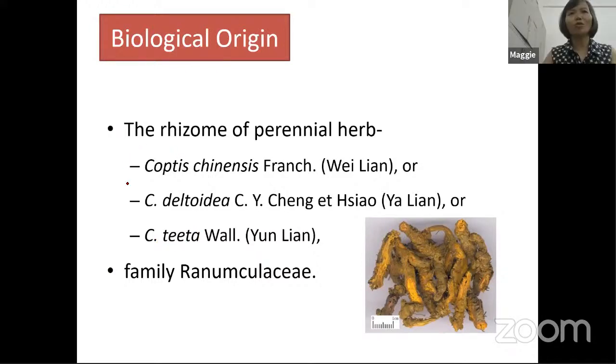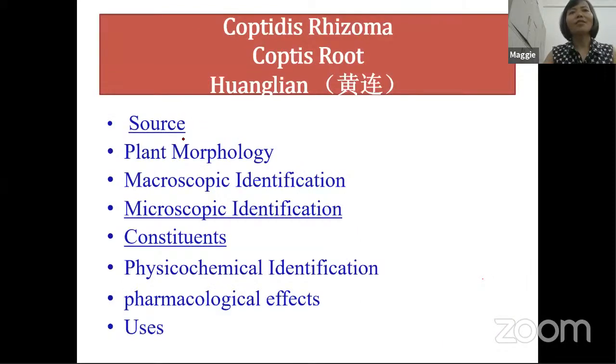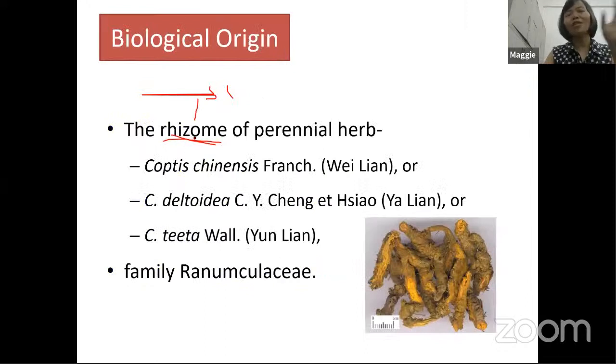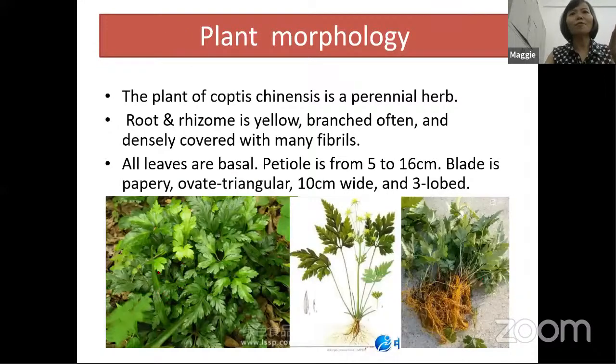So these three species rhizome. Here, please remember rhizome, not root. Rhizome and the root are different organs. You should know rhizome is a stem. Oh, sorry, it's a stem, but root is root. So they are different organs. The medicinal part is rhizome, not root. The family Ranunculaceae. So here, plant morphology.